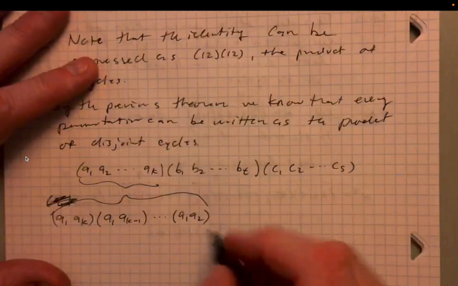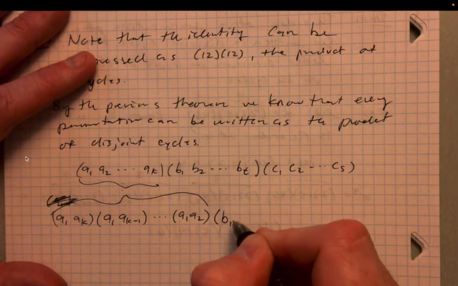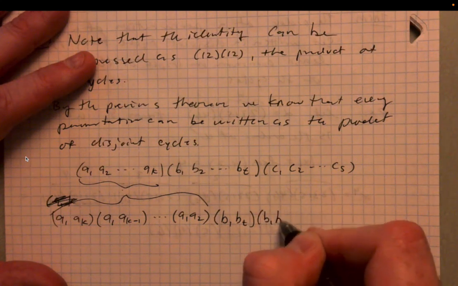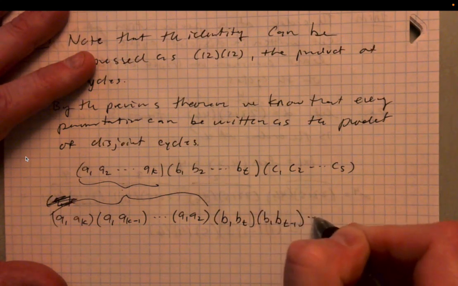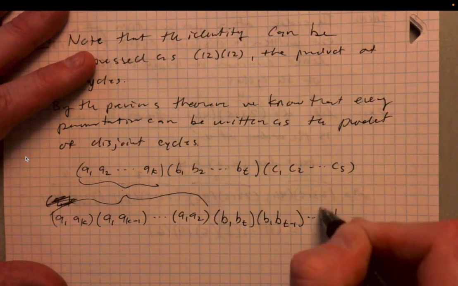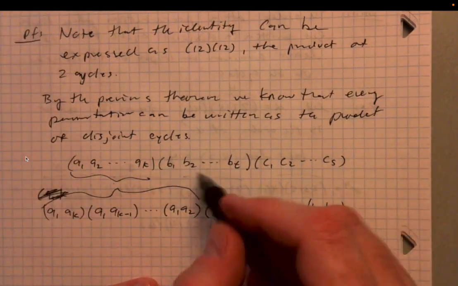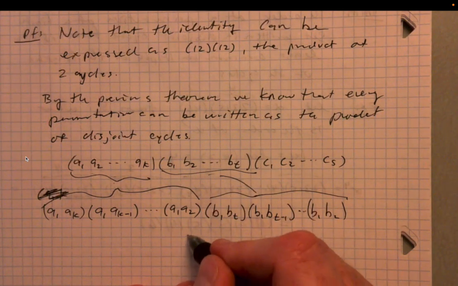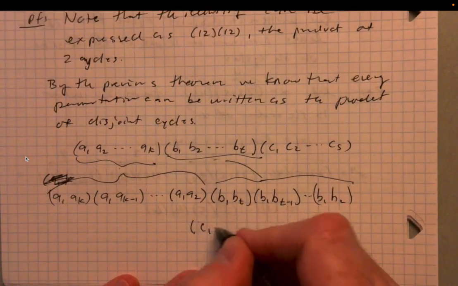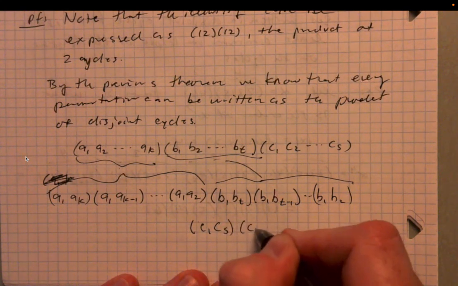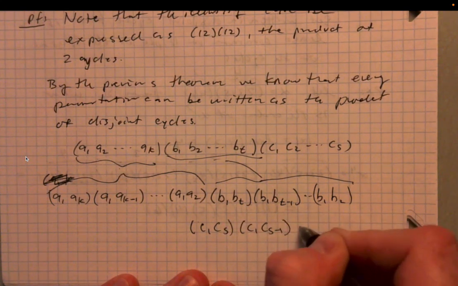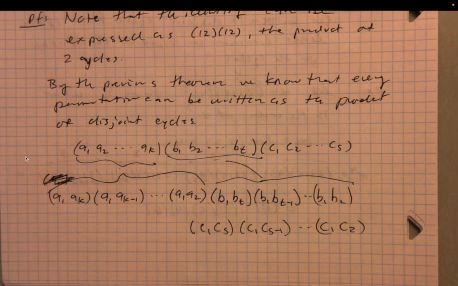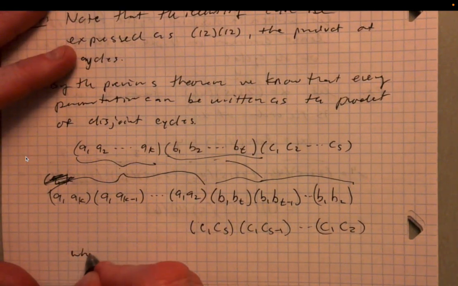The same thing can be done with the B's. B1, BT, B1, BT minus 1, B1, B2, and then the same thing. And so that's this piece here. And then the same thing for the C's. C1, CS, C1, CS minus 1, C1, C2. Okay, and this is a product of 2 cycles.